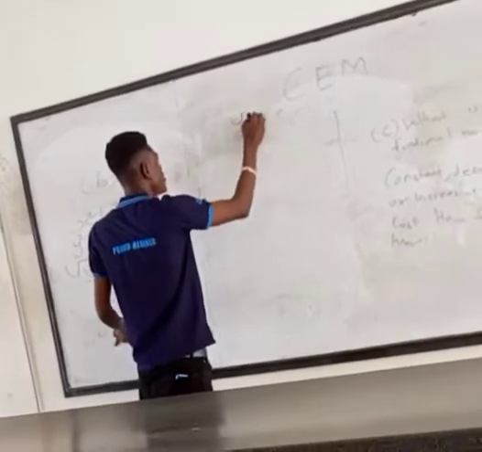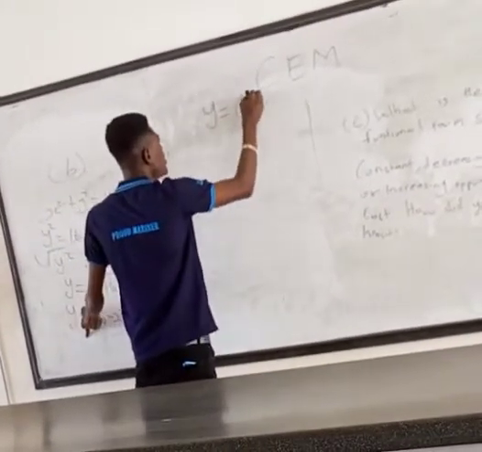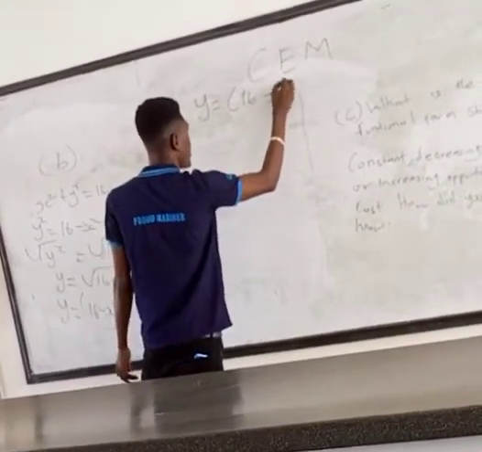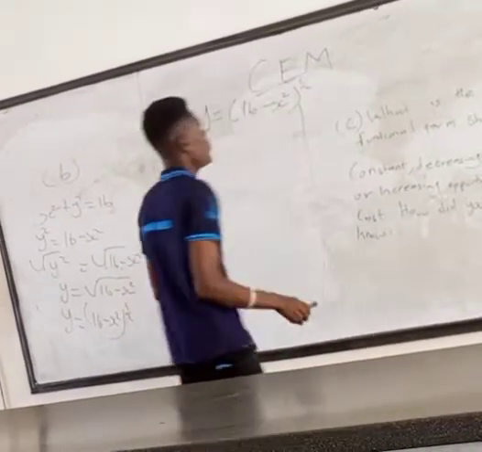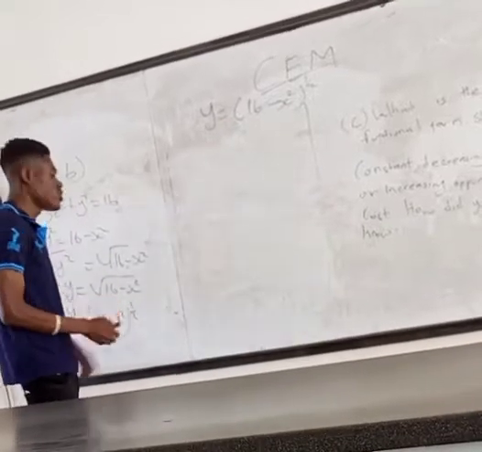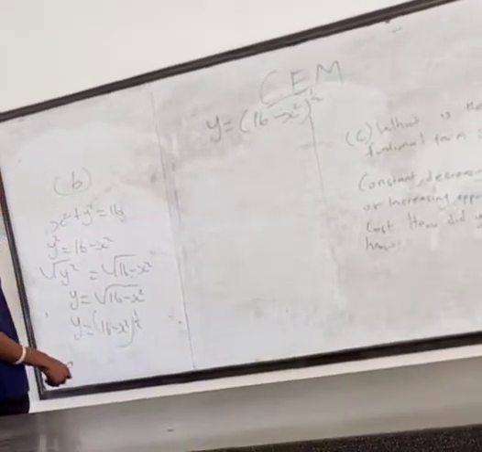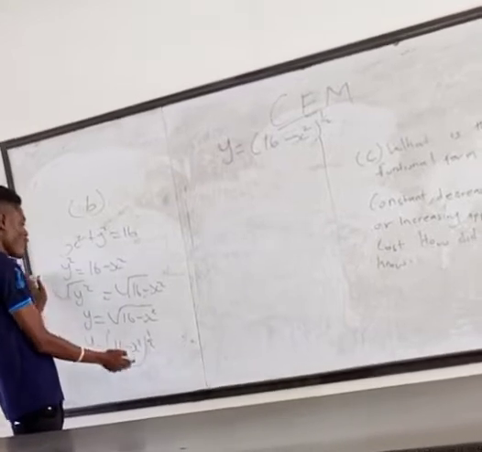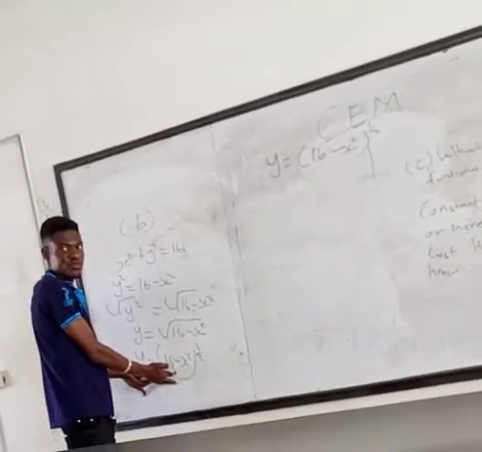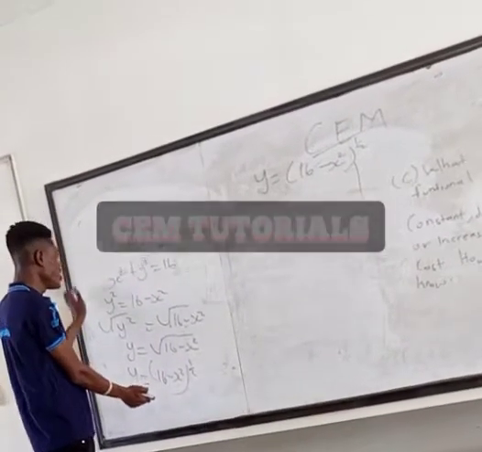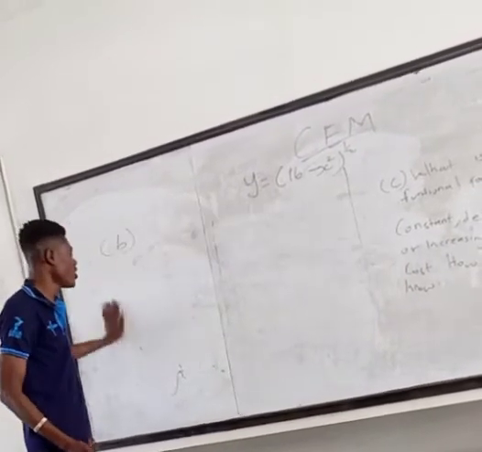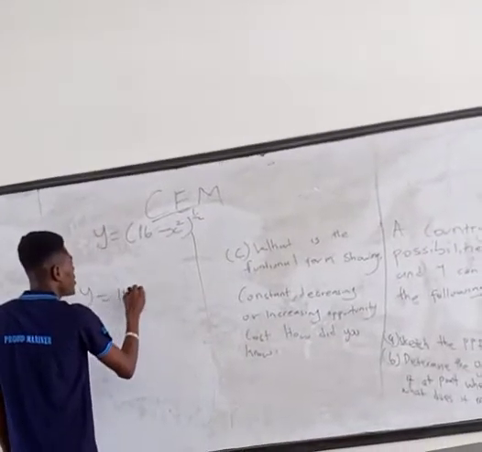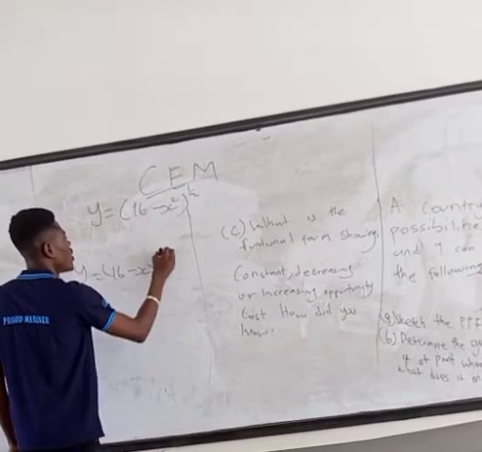So let's write it somewhere here. y is equal to 16 minus x squared raised to the power half. This is our y. We now have this equation: y is equal to 16 minus x squared all raised to the power half.